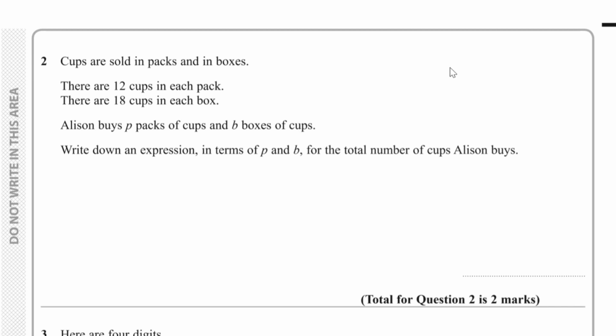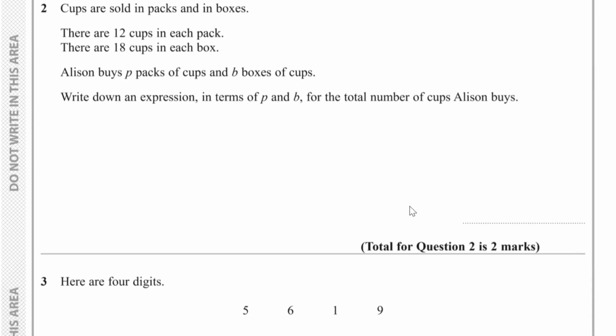Question number 2. Cups are sold in packs and in boxes. There are 12 cups in each pack. There are 18 cups in each box. Alison buys P packs of cups and B boxes of cups. We have to write down an expression in terms of P and B for the total number of cups Alison buys. Well, we've got an expression, so we don't have a formula, so we can't have T equals.